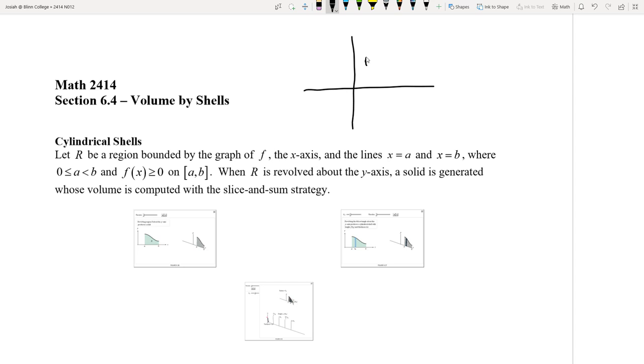So suppose we have, say, a semicircle from A to B, and we want to take the region inside the semicircle and revolve it about the y-axis. If we do something like that, then we run into an issue, right? What I've just drawn here is only part of the story.